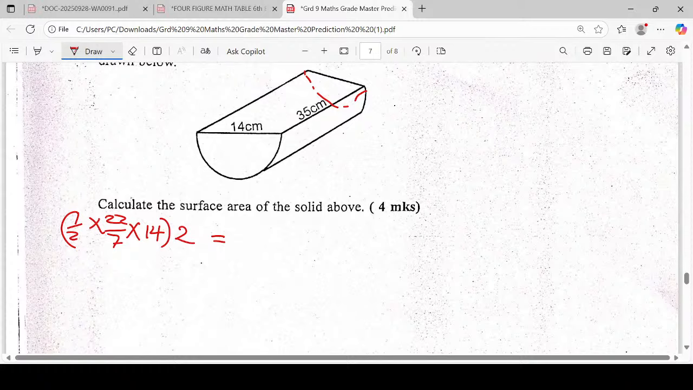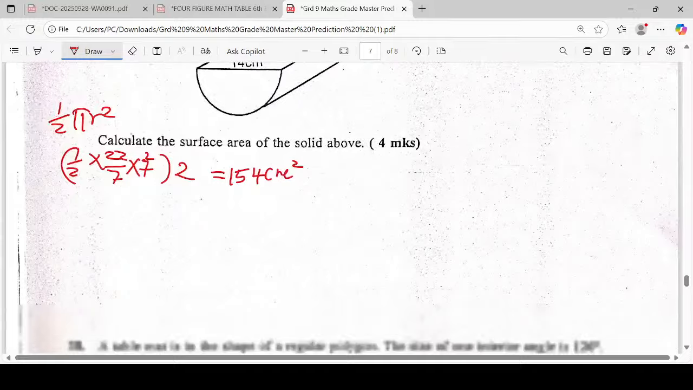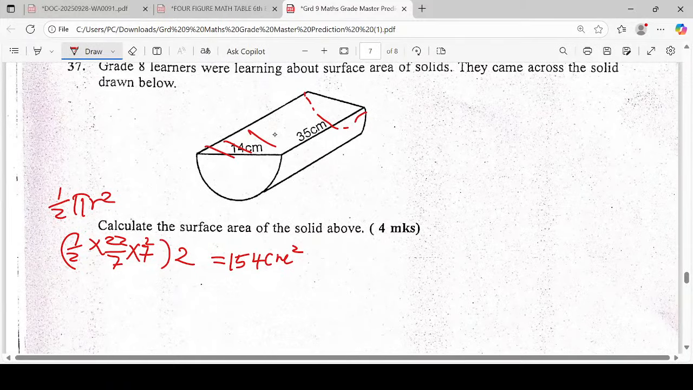When you take a half times 22 over 7 times 14, sorry, not 14. What is the formula? It should be a half pi r squared. So 14 is the diameter, therefore the radius is 7 squared. So a half times 22 over 7 times 7 squared times 2 is giving us 154. The area of the two semicircles is 154 square centimeters.